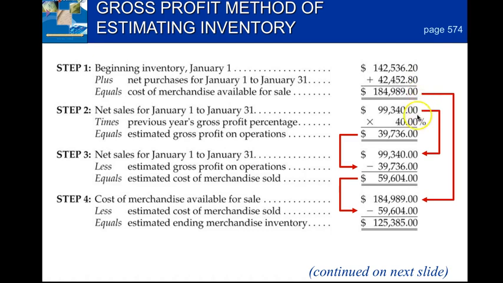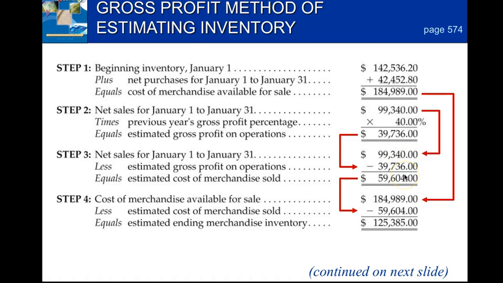Step 2, your net sales for January 1st through the 31st. Your net sales were $99,340, and you're going to multiply that times the previous year's gross profit percentage of 40%. And that's going to give you your estimated gross profit on operations.